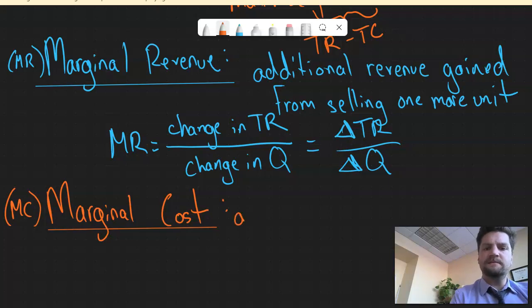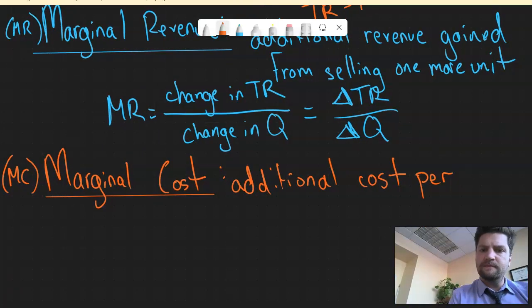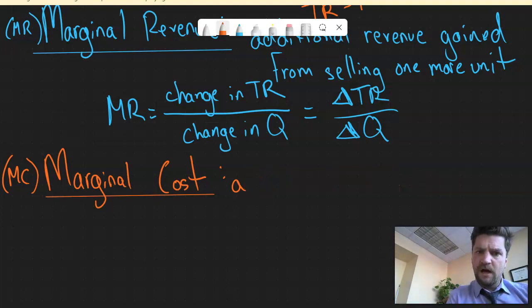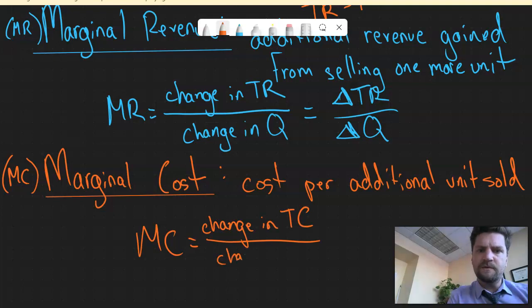And the marginal cost is, you guessed it, the additional cost, actually this probably is better. Let's go ahead and say it's the cost, rather, per additional unit sold. That is more concise. And we love conciseness and succinctness in economics, right? And the formula for this is going to be our change in our total costs divided by our change in our quantity. Or, again, using that delta, we can abbreviate it by this.